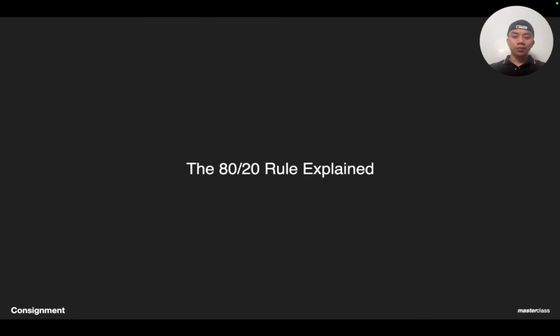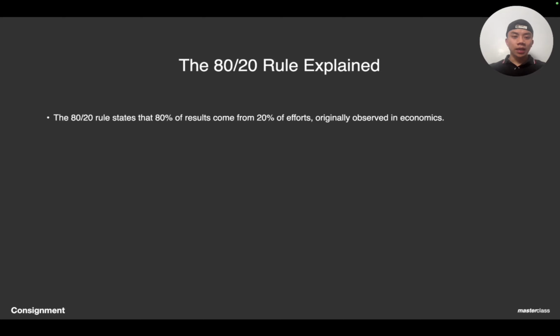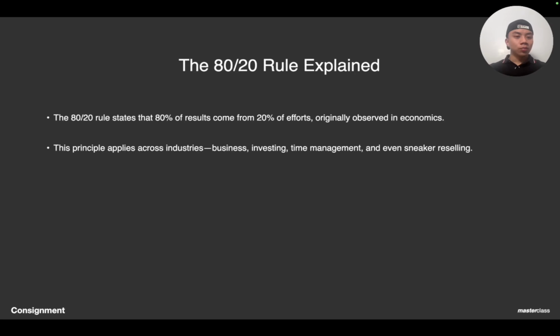The 80-20 rule explained. The 80-20 rule states that 80% of results come from 20% of efforts, originally observed in economics. This is a high-level understanding of what the Pareto rule is. This was originally observed in ancient Italy, where 80% of the land was owned by 20% of the people. This principle applies across industries, business, investing, time management, and even sneaker reselling. A small percentage of sneakers drive the majority of profits, while others sit and tie up capital.